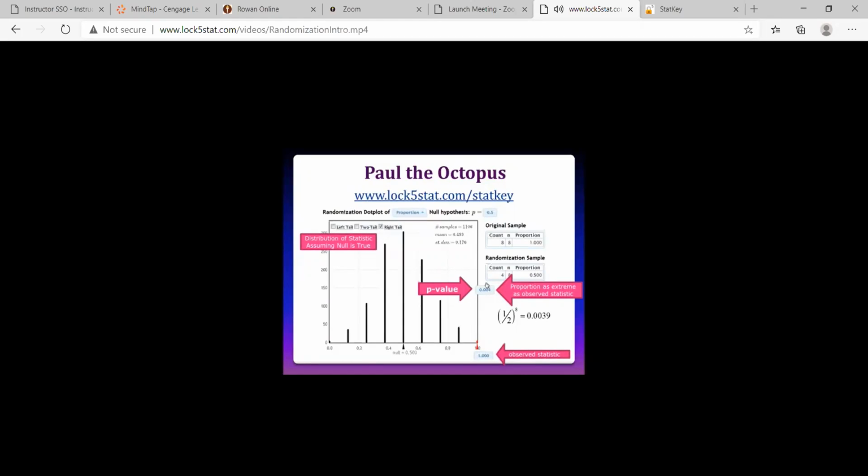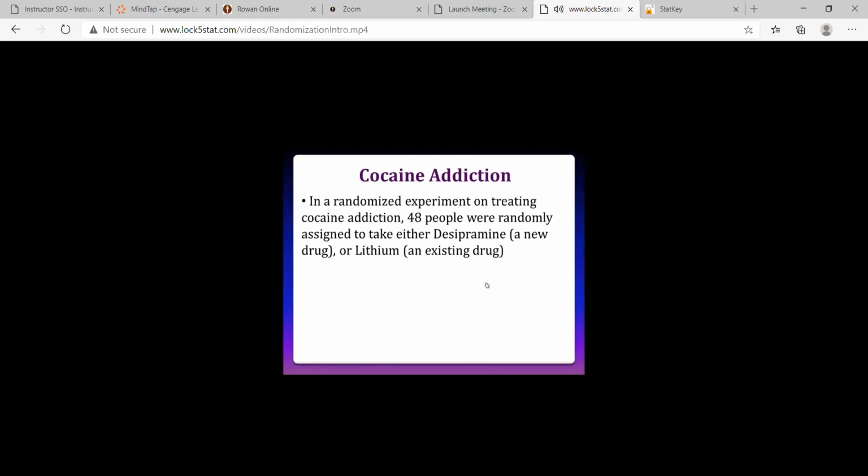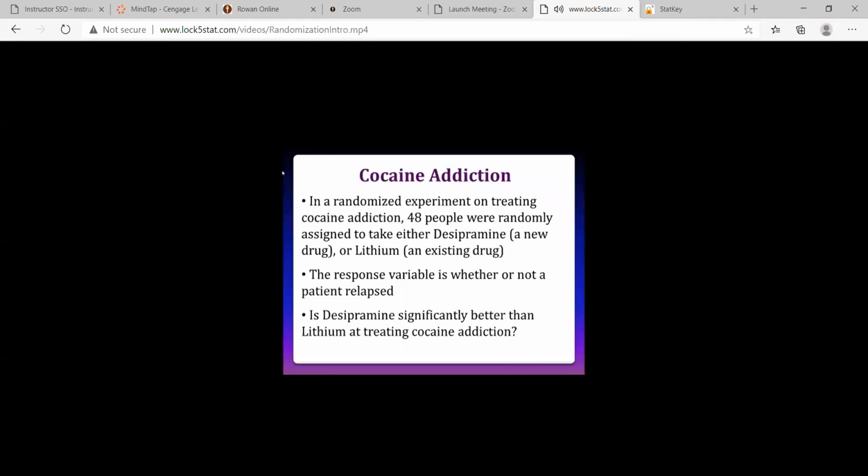Now we're going to jump into an example with difference in proportions. We're going to look at an example on cocaine addiction. In a randomized experiment on treating cocaine addiction, 48 people were randomly assigned to take either desipramine, a new drug, or lithium, an existing drug. Our response variable is whether or not a patient relapsed. The question of interest is: is desipramine significantly better than lithium at treating cocaine addiction? You may notice this is a simple difference in proportions hypothesis testing scenario.